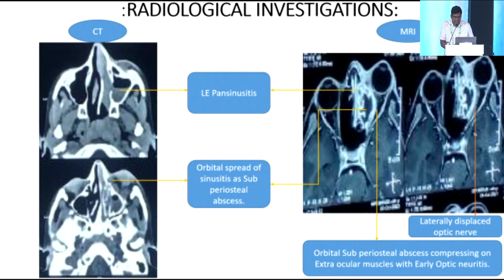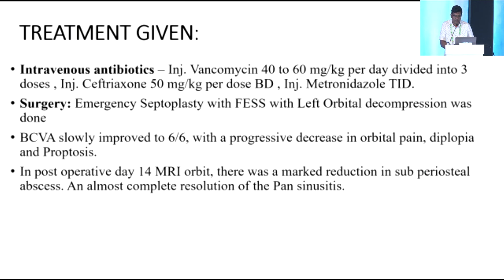Here we see the left eye pansinusitis, which was also seen as subperiosteal abscess. There was a laterally displaced optic nerve, and the orbital subperiosteal abscess was compressing on the extraocular muscles, causing optic neuritis also. The treatment: he was started on intravenous vancomycin, ceftriaxone, and metronidazole. Surgery was done because of progressive worsening of symptoms. Emergency septoplasty with FESS with left orbital decompression was done.